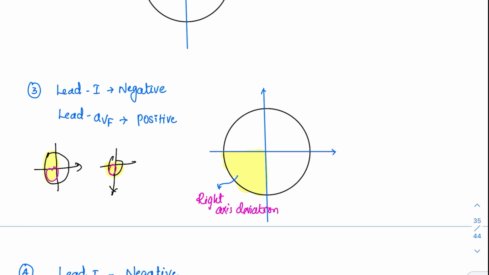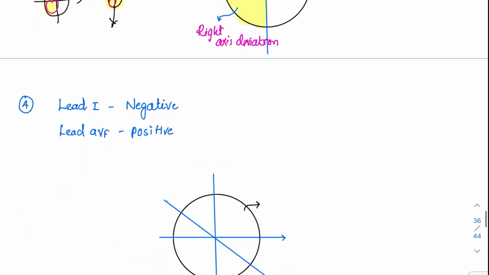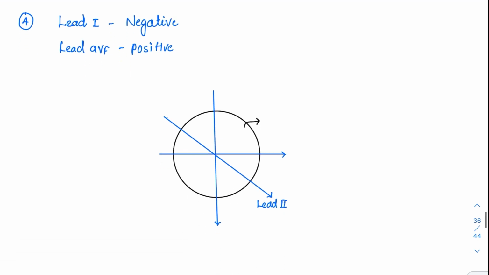Coming to the fourth scenario, where lead 1 is positive and lead AVF is negative, the common shaded area will be here. You can do the maths by yourself. The common area shaded will be here. This area, what do you tell me? Is it normal or abnormal? It can be normal or a left axis deviation also, because this area goes till minus 30 degrees. What is it?